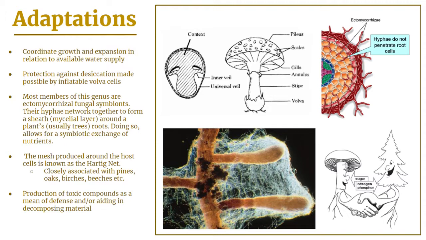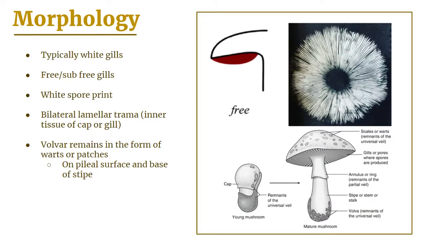lot of other species. Toxic compounds could also be a means of defense or aid in decomposing material. There is a lot of coordination of growth in relation to water supply and protection against desiccation. Morphology: typically white gills, free gills, white spore print, bilateral lamellar trama, the inner tissue of the cap or gill, and volval remains, which can be seen here as warts on the pileal surface.